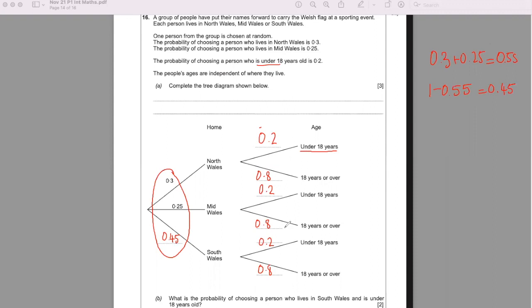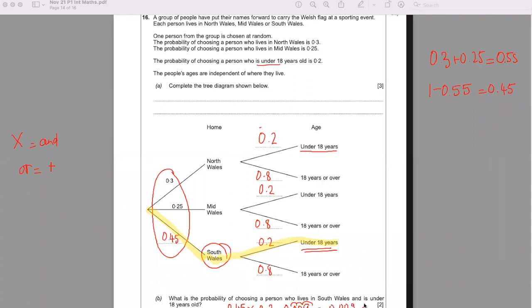B, what is the probability of choosing a person who lives in South Wales, okay, and is under 18 years old? So you literally just go across all your branches like this here, okay? And because it says and, in probability, you multiply, okay? And for or you add them. So that would just be 0.45 times 0.2. 45 times 2 is 90. Count how many numbers after the decimal point. 1, 2, 3. So go back 1, 2, 3. So your final answer is 0.009.